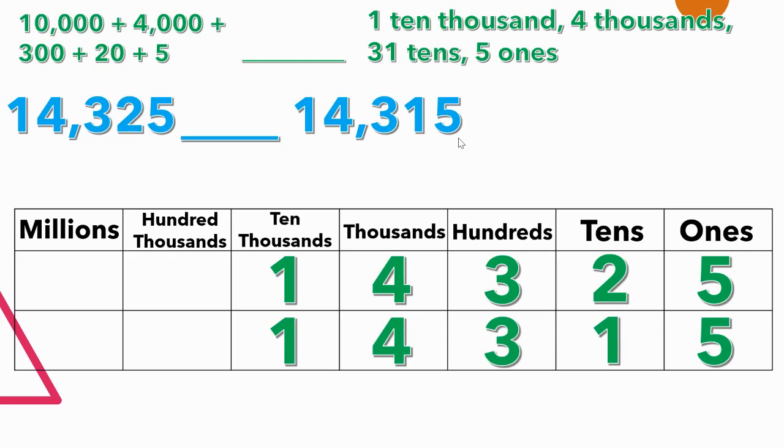Start by comparing the biggest place values, which is the 10,000s place. In both numbers, there's a 1 in the 10,000s place, so as of right now, these numbers are equivalent to each other. Let's move on to the thousands place. There's a 4 in both the first number and the second number in the thousands place, so we move on to the hundreds place. There's a 3 in both the first and second number in the hundreds place, so we move to the tens place. In the tens place, we have 2 tens compared to 1 ten. 2 tens is bigger than 1 ten, so our first number is bigger. 14,325 is greater than 14,315.